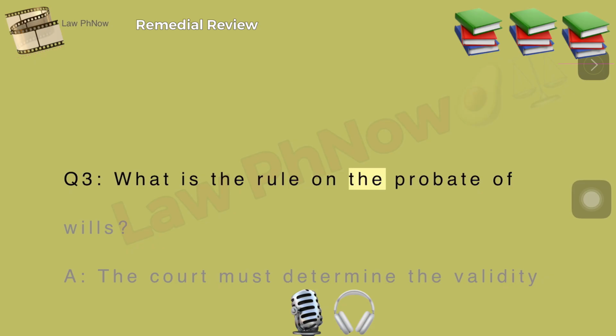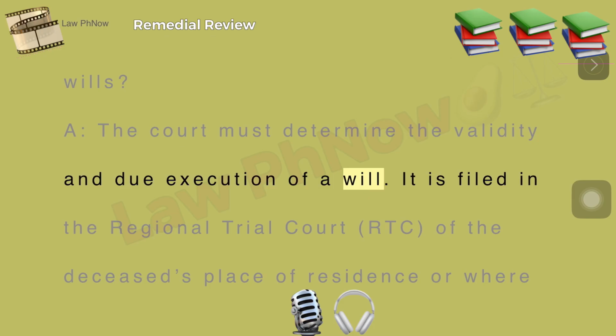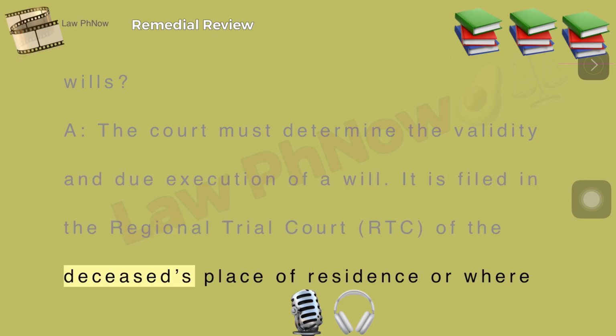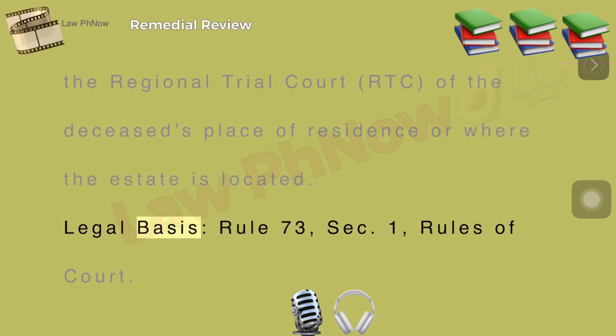Q3, what is the rule on the probate of wills? A. The court must determine the validity and due execution of a will. It is filed in the Regional Trial Court, RTC, of the deceased's place of residence or where the estate is located. Legal basis, Rule 73, Section 1, Rules of Court.